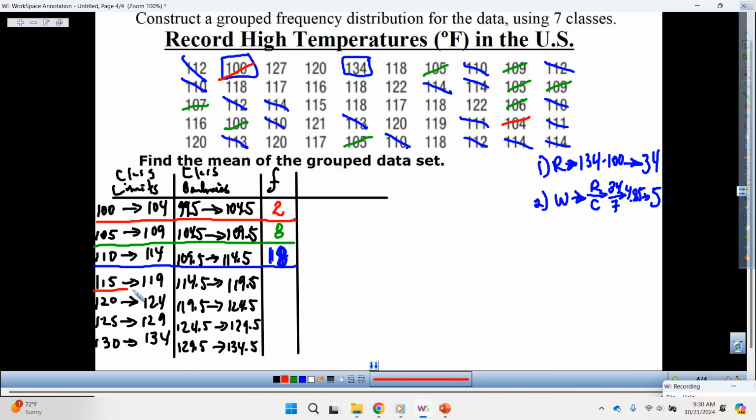All right, 115 to 119. 1, 2, 3, 4, 5, 6, 7, 8, 9, 10, 11, 12, 13.